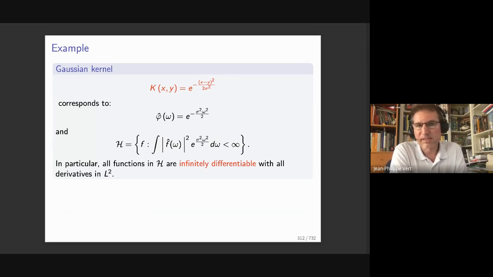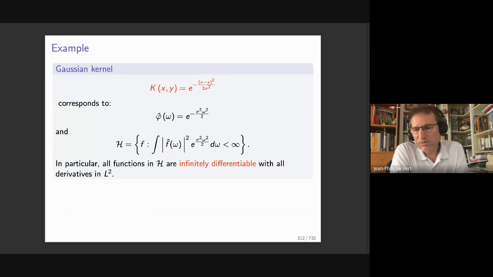Right, so this is a parenthesis for those of you who have manipulated Fourier transforms before. For others, just trust me that when the Fourier transform decreases as fast as an exponential, this means that f is very smooth, in the sense that it must be infinitely differentiable. And all the derivatives must be in L2, and then the norm in the RKHS can be expressed as a sum over all the derivatives of f of the L2 norms of the derivatives, weighted by some coefficients.